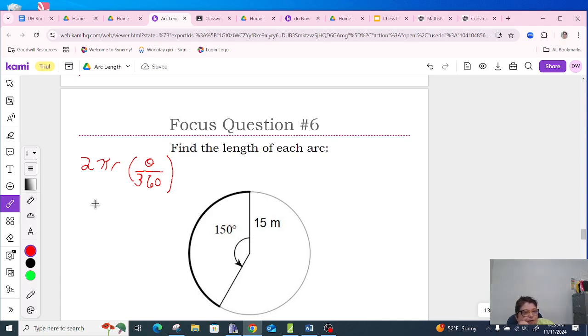15. And what is the central angle? 150, which I'm going to place up here. So it'd be 2 times pi times r, which is 15, and then times 150 divided by 360. And that would give you this measure right here.